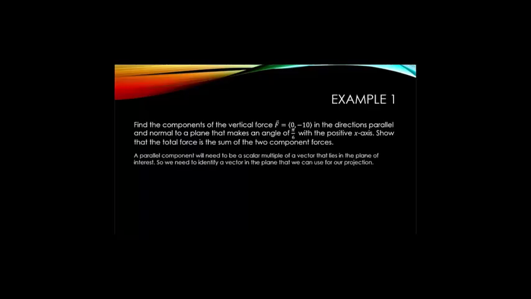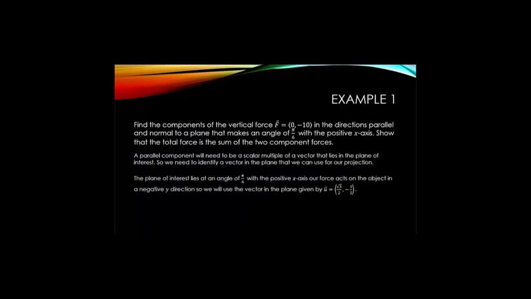A parallel component will need to be a scalar multiple of a vector that lies in the plane of interest. So we need to identify a vector in the plane that we can use for our projection. The plane of interest lies at an angle of pi/6 with respect to the positive x-axis. Our force acts on the object in a negative y direction, so we will use the vector in the plane given by the vector u equal to the square root of 3/2 and -1/2.